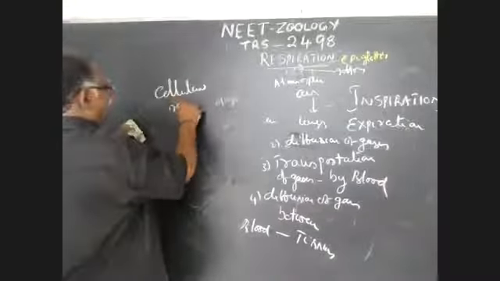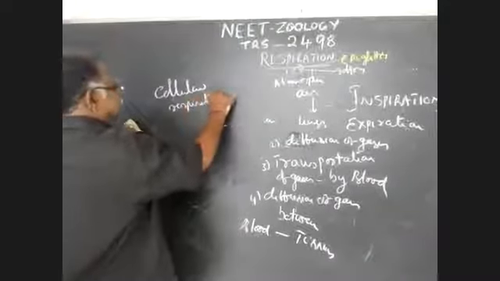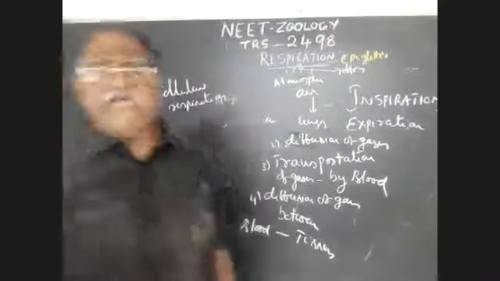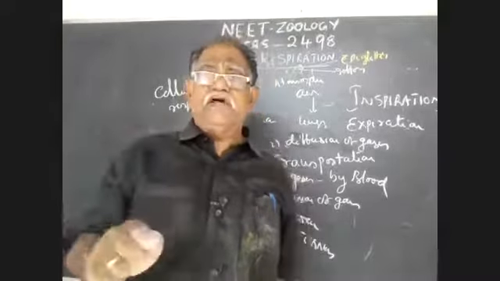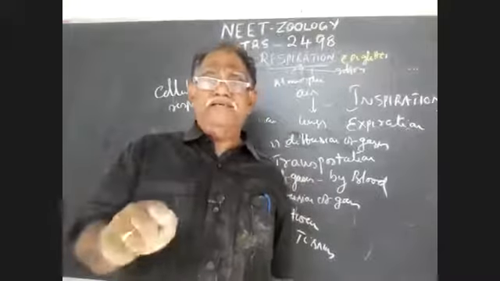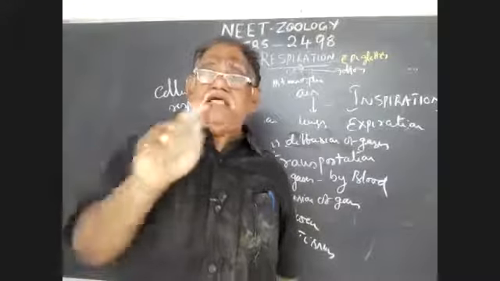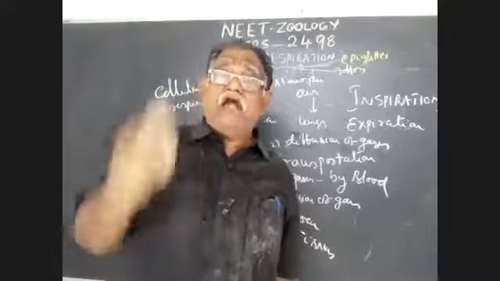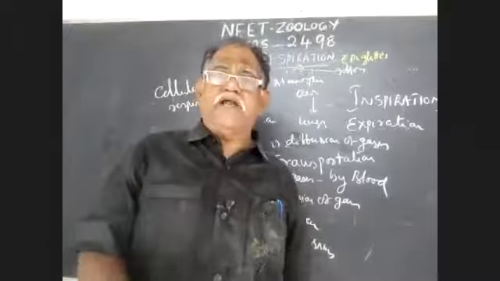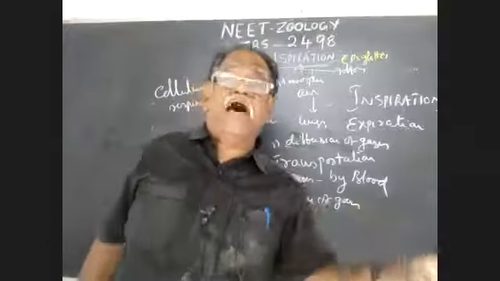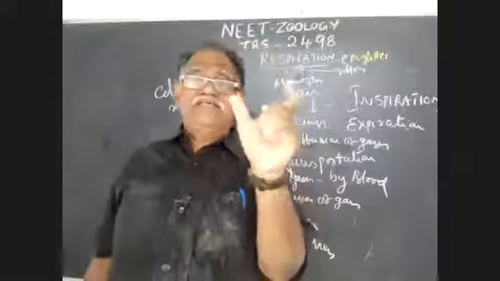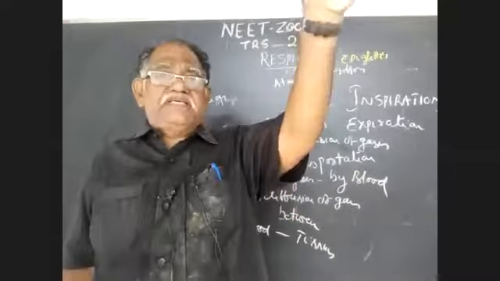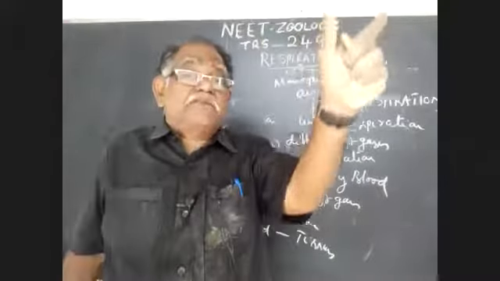Cellular respiration means the oxygen taken by the cells is utilized for the breakdown of nutrients. For catabolic activity, the oxygen is utilized by the cells, producing energy and also carbon dioxide. That carbon dioxide again diffuses into the blood. These are the various stages that occur in respiration.